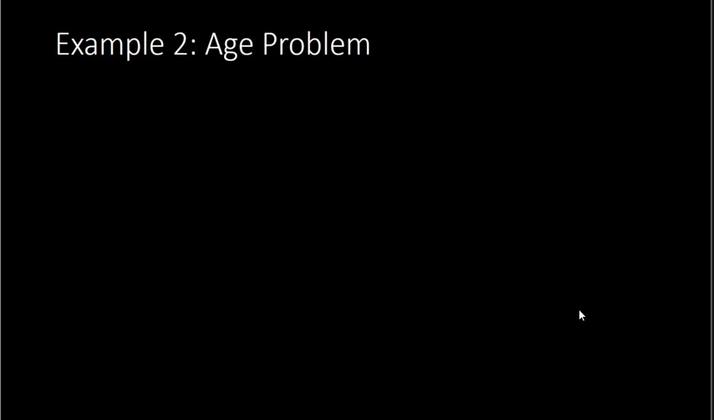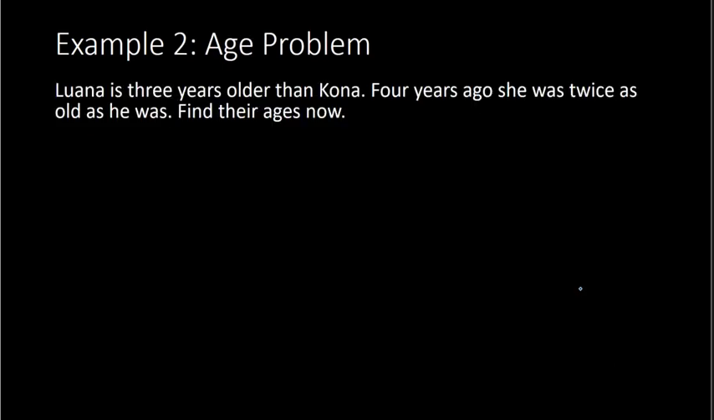Next, we have age problems. Here it says Luana is 3 years older than Kona. 4 years ago, she was twice as old as he was. Find their ages now.